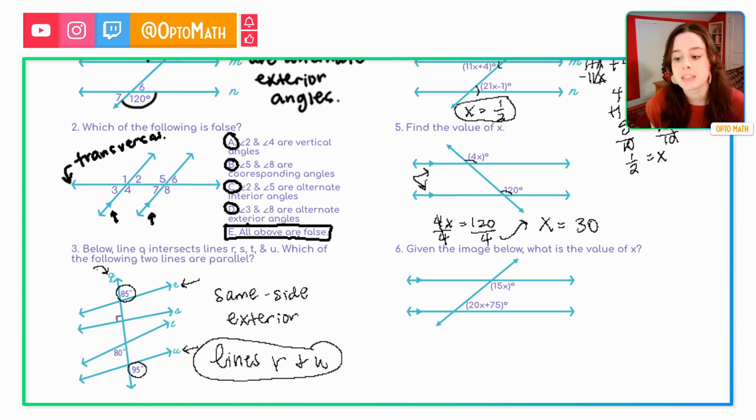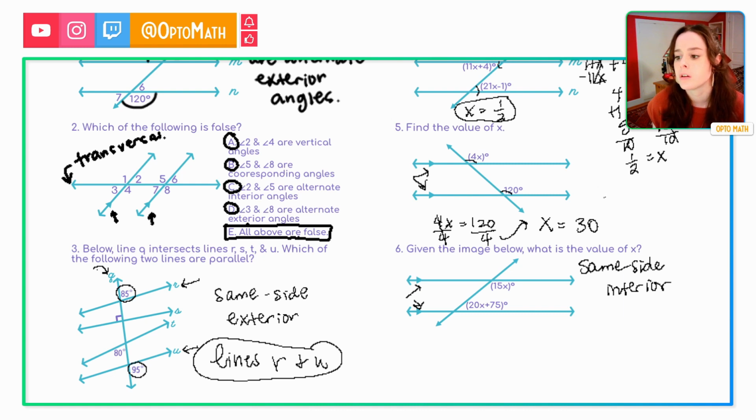Let's look at number 6. Given the image below, what is the value of x? So some more algebra here. We can see that these are parallel lines because of our arrows here. They're on the same side of this transversal, and they're interior to the parallel lines, so these are same side interior. Remember, same side interior, same side supplementary. So same side interior or same side exterior, same side supplementary. These are supplementary angles, which means we're going to add them together to equal 180 degrees.